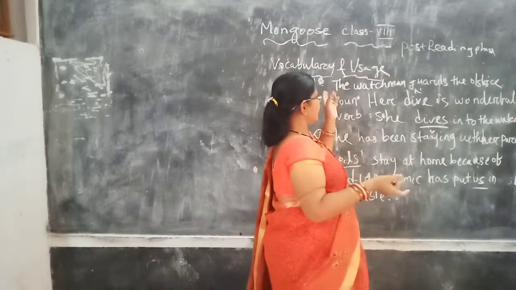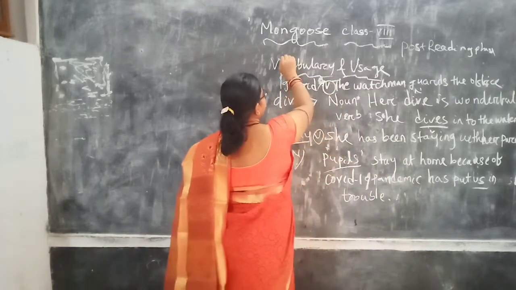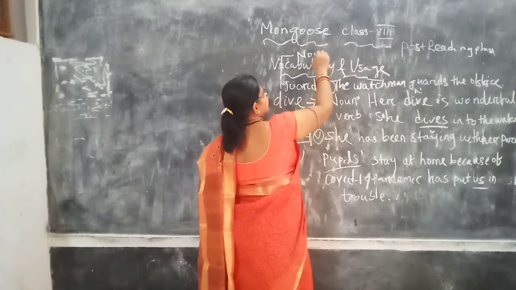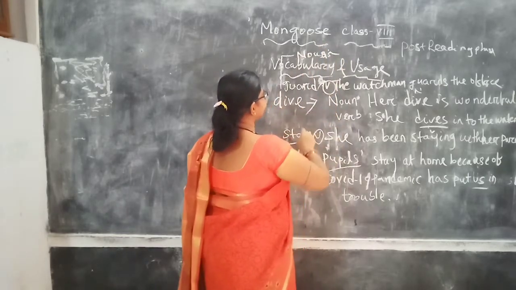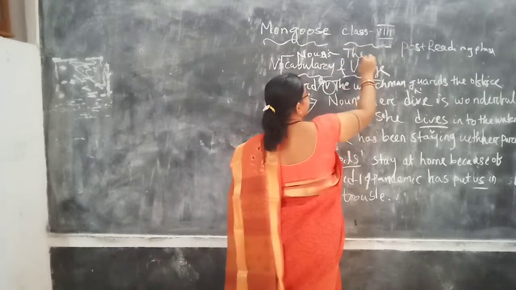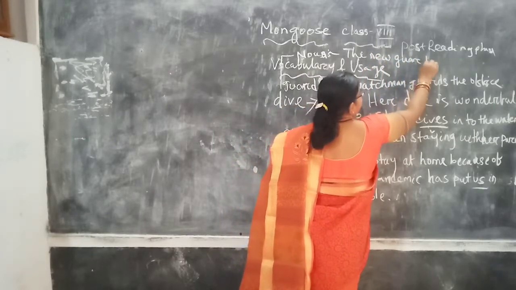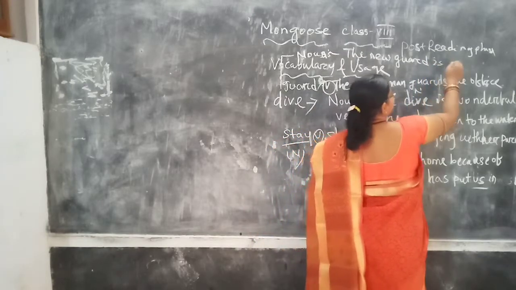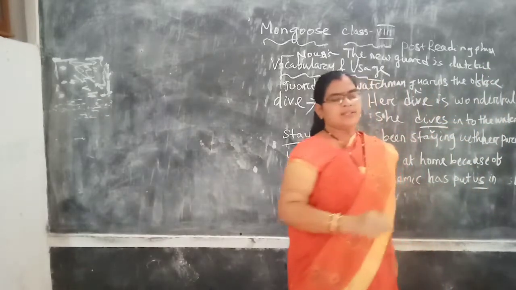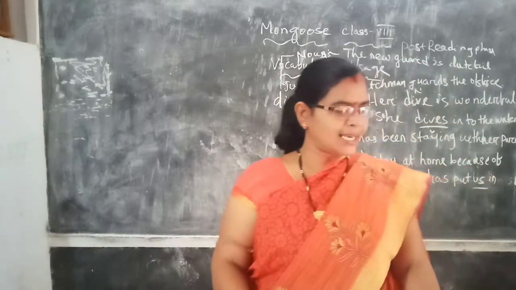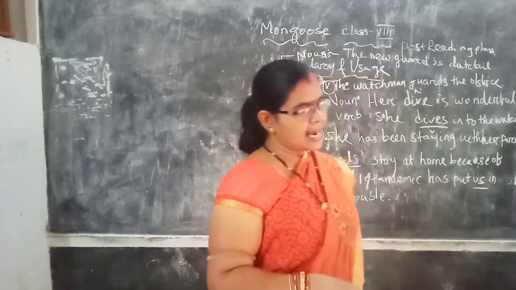Like the new guard. If you make it as a verb, it is a verb. Okay. Like this, you can make it as a noun. As a noun, you can write the guard, the new guard is dutiful. The new guard is very dutiful. He loves his duty a lot, coming to his office regularly. So very dutiful. Like this, can you make sentences with scratch, travel and touch?